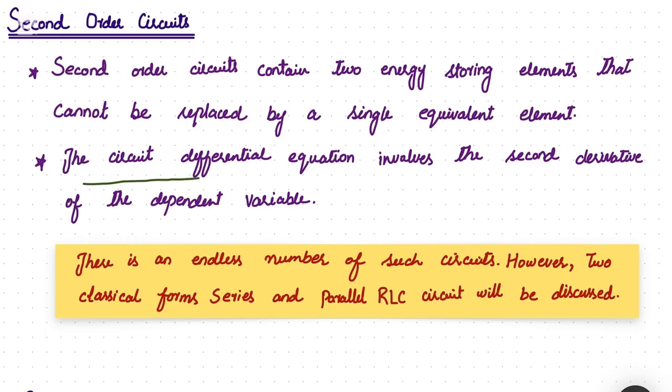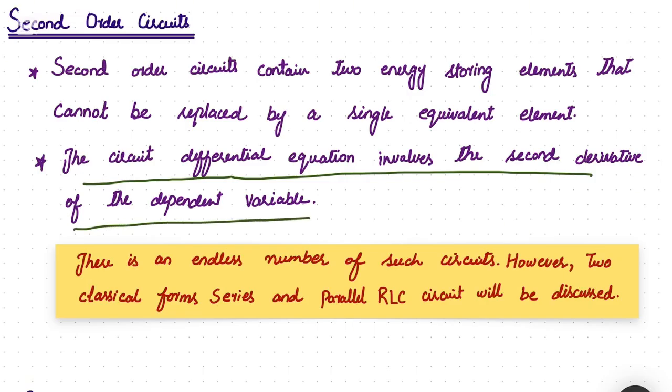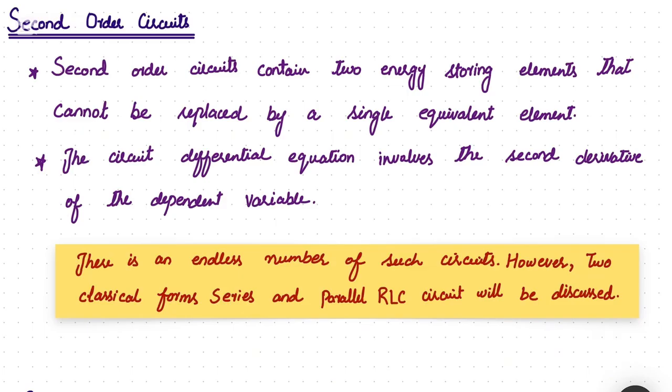The second order circuit has a differential equation that involves the second derivative of the dependent variable. Dependent variable means the state variable. If we have an inductor and capacitor in the circuit, for the inductor we have a state variable which is inductor current, and for the capacitor we have a state variable which is capacitor voltage. So we can write the differential equation of a circuit containing an inductor and a capacitor in the form of either inductor current or the capacitor voltage.